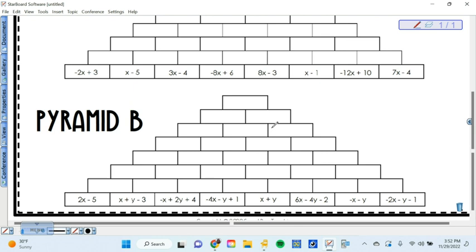Negative y minus 1. You owe me $1 and then I don't want to borrow $1 and come back and borrow $1. Is it 1 or 3? It's 2.